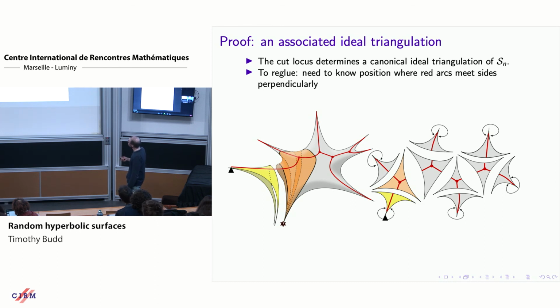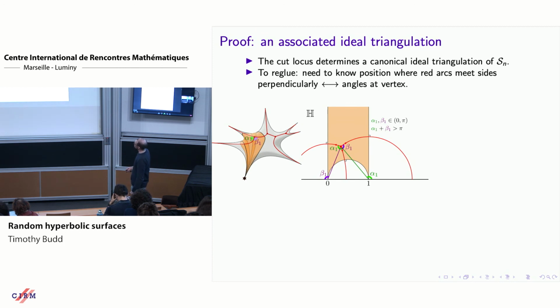So the question becomes, within each triangle, how can I specify the position of a red vertex? If I know the position of a red vertex, I know how the edges will run, because they have to be perpendicular to the shortest geodesics. So let's see how this works in the upper half plane. I take one of these triangles. I can always put it in the upper half plane with vertices at 0, 1, and infinity. And I want to ask, where can I put the center vertex for my triangle?